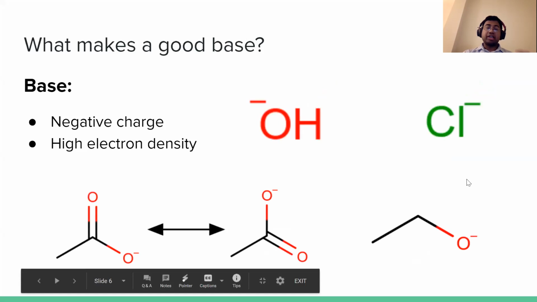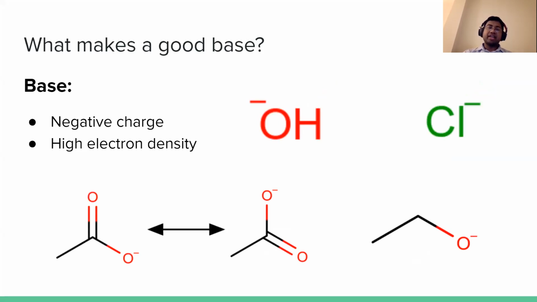Similarly, we're looking at Lewis bases. A good base is likely going to have a negative charge, and if not a negative charge, at least high electron density. With the first example, we're comparing hydroxide and chloride ions. Both ions have a negative charge, but oxygen's electron cloud is actually much smaller than chlorine's. So the density of negative charge is higher, and therefore OH- is a better base.